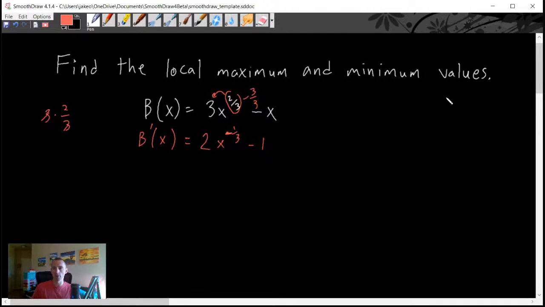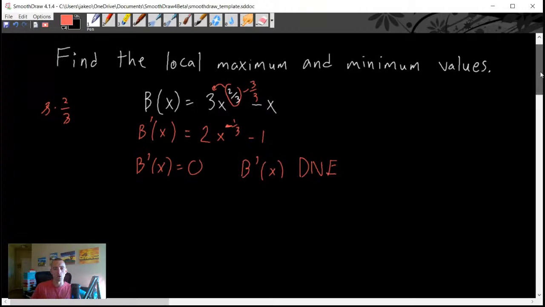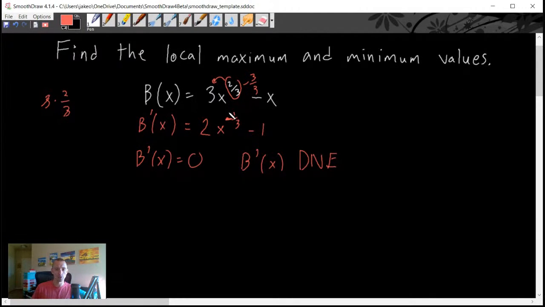So now when you're trying to find critical numbers, what you need to do is figure out where your derivative equals 0 and where your derivative does not exist. Whatever x values make one of these two things happen is going to be a critical number, which is a spot where we could potentially have a local minimum or local maximum. So we need to basically take this equation, this b prime of x, and set it equal to 0.